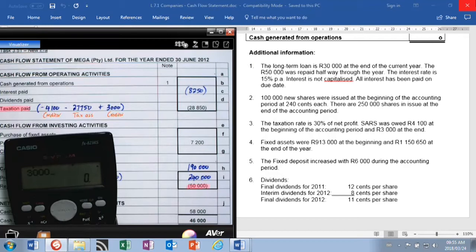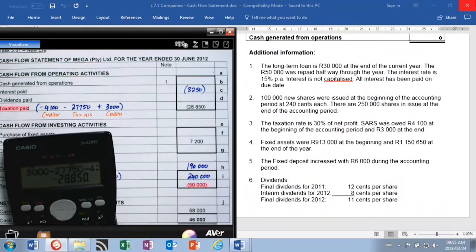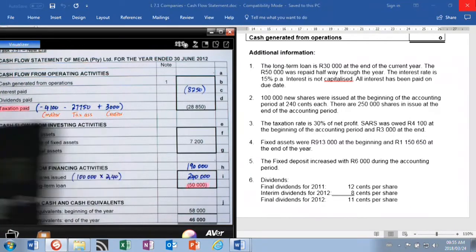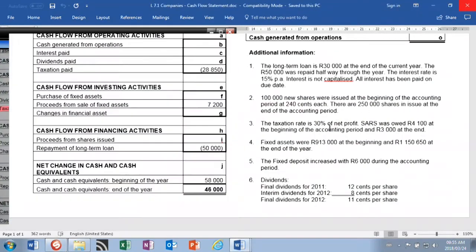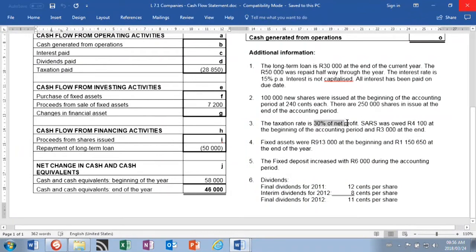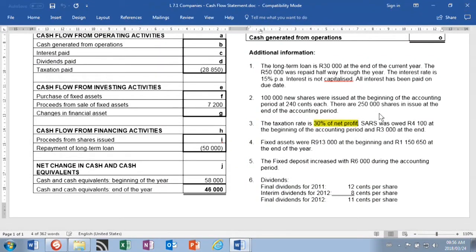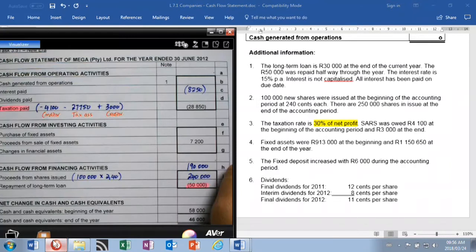That is what we owe SARS at the end of the year, and we didn't pay them. We minus the 27,750, that was the tax assessment, and we paid that 4,100 that we owe from last year, and that gives us 28,850. So there we've got the tax assessment. That tax assessment equals 30% of the net profit. So now that we've got the tax assessment, we must work with that amount.